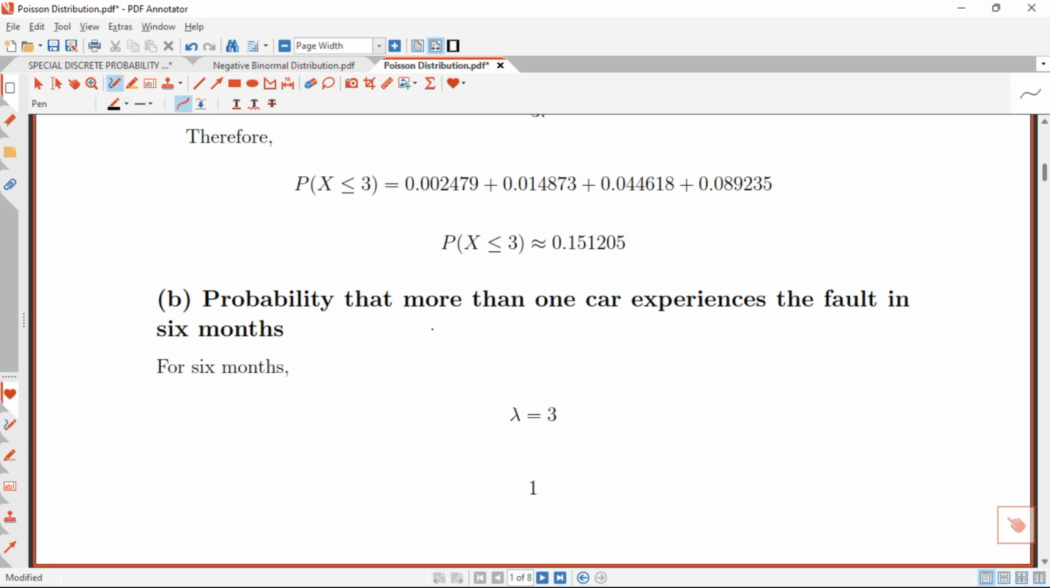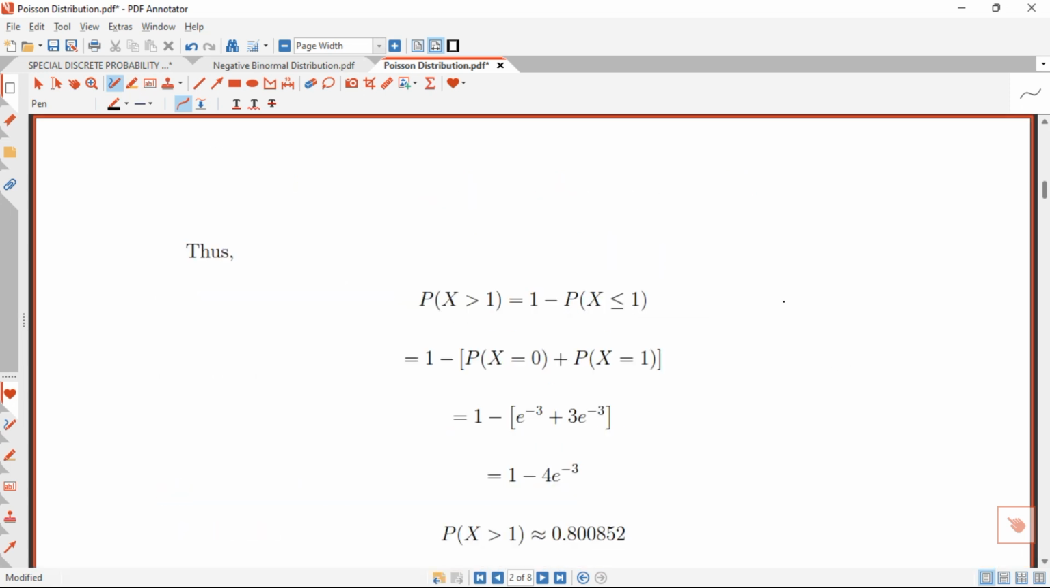So for us to be able to calculate that, we have to divide our mean by 2, of which we get 3. Because the question is in 6 months, we cannot work with the mean of 1 year, which is 6. So we have to divide it by 2 to get 3. So we have our mean to be 3.